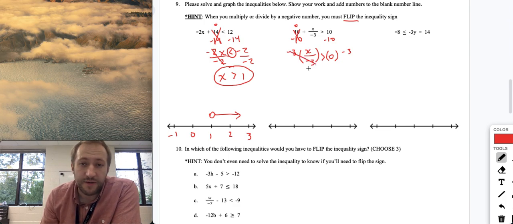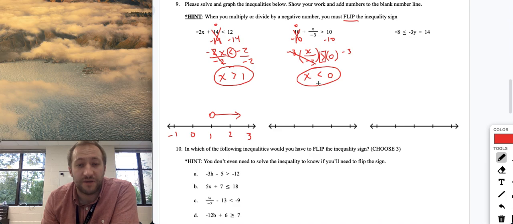That reduces down to a 1. I'm left with x. 0 times negative 3, that's just 0. And now look, I multiplied by a negative 3. It's a negative number. I'm going to have to flip this sign. So x is now going to be x is less than 0. That's what I'm looking for here.